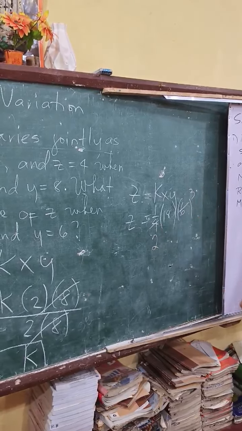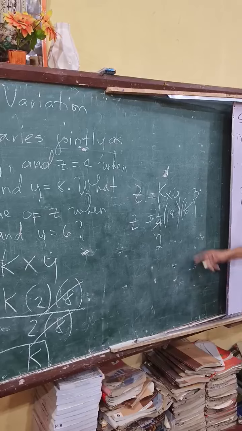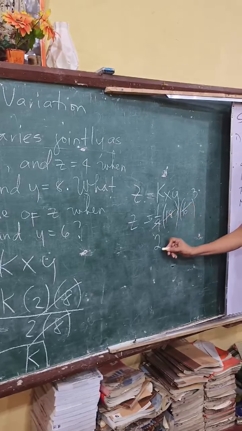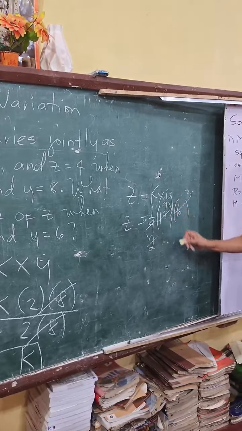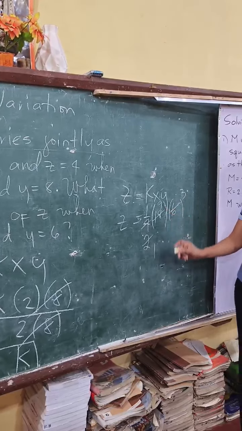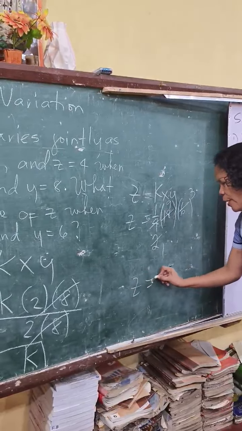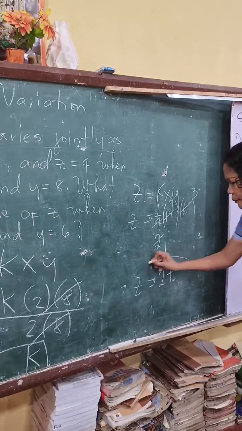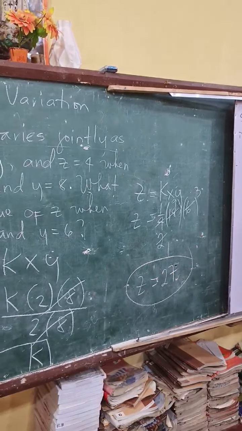Here is 3. 18 times 3, and still you can also cancel 18 and 2. This is 9. Then this is 1. 9 times 3, the value of Z is 27. That's all.